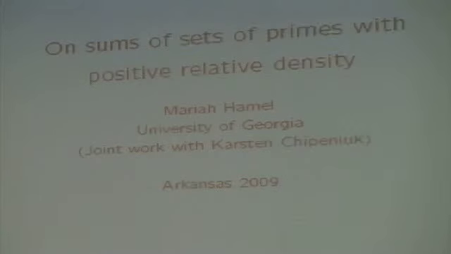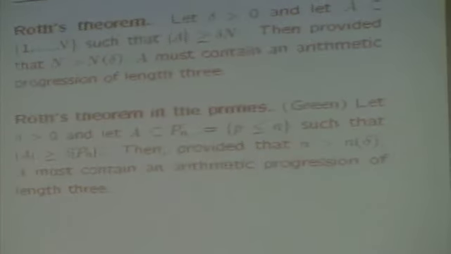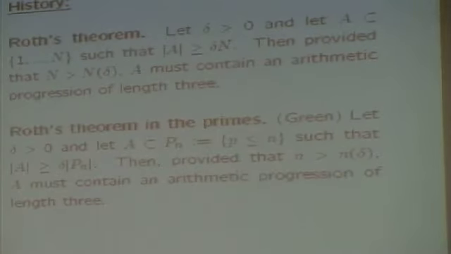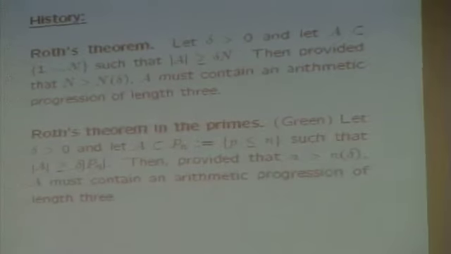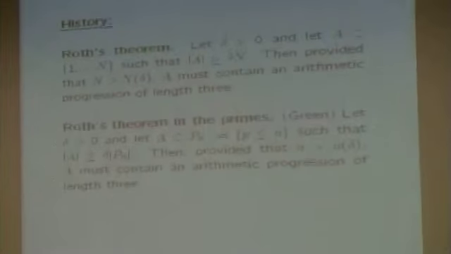Okay, so the first thing I want to mention are a couple of results from additive combinatorics. The first is Roth's theorem on three-term arithmetic progressions, which just says that if delta is some positive number and A is a subset of the first N numbers, and we assume that the size of A is bigger than delta times N, then as long as N is sufficiently large, A has to contain a three-term arithmetic progression. So that's three elements of the form x, x plus y, and x plus 2y.